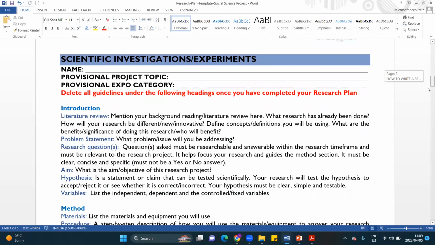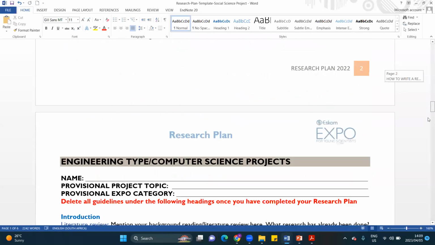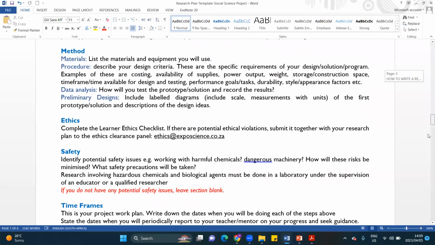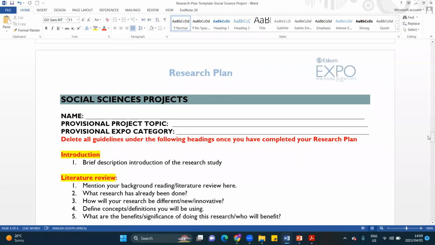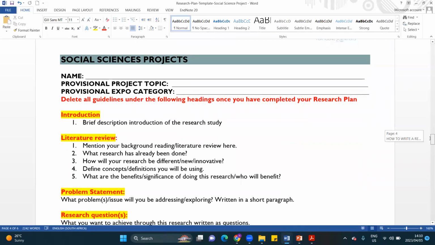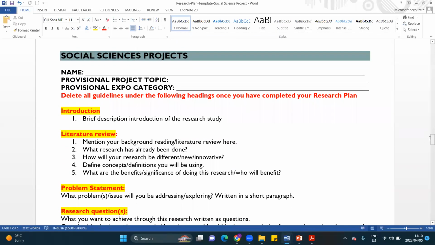So we're just going to move down till we get to the research plan we want to use for today. Right, there we are. Social science. Okay, learners will just fill in their name, the topic, and then the category from the 13 categories. And sometimes you might be required to put in the subcategory.